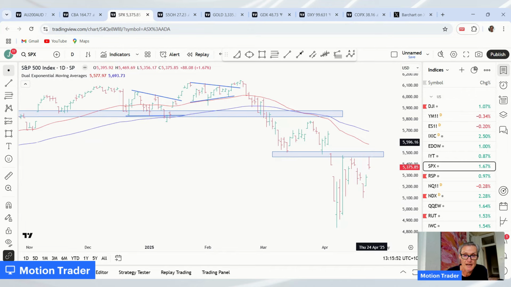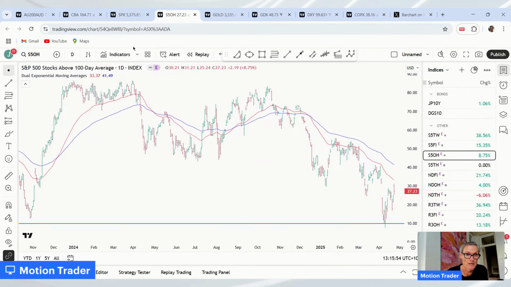I want to show you an indicator now. Let's go over, we looked at this last week. This is a percentage of S&P 500 stocks above their 100-day moving average.